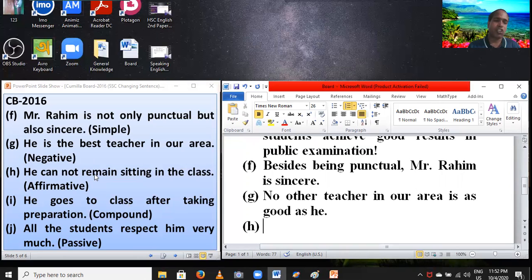Question: He cannot remain sitting in the class. Affirmative. Dear students, question: is there any auxiliary in this sentence? Exactly. Can. And this sentence is negative. You have to change into affirmative. Firstly, you have to cut not. You can write always instead of can. He always remain. And then you have to write remain, R-E-M-A-I-N, remain.